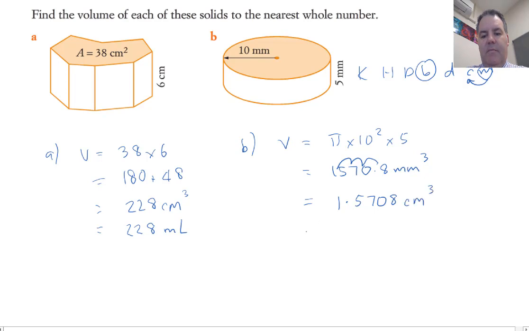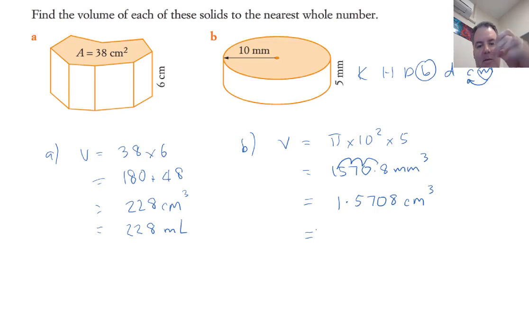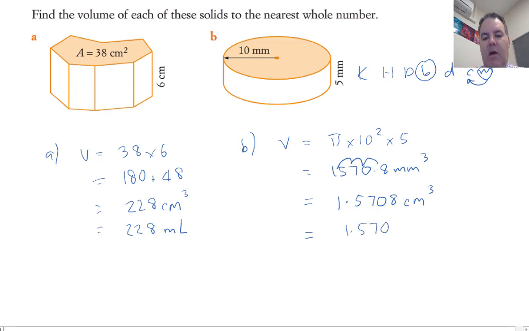centimeters cubed. This is a pretty tiny shape, okay? It's only about 1.5 milliliters that will fit in here. So 10 millimeters, that's only 1 centimeter across, and 5 millimeters is only half a centimeter. So this is a very small little disc here, okay? So 1.5708 milliliters.